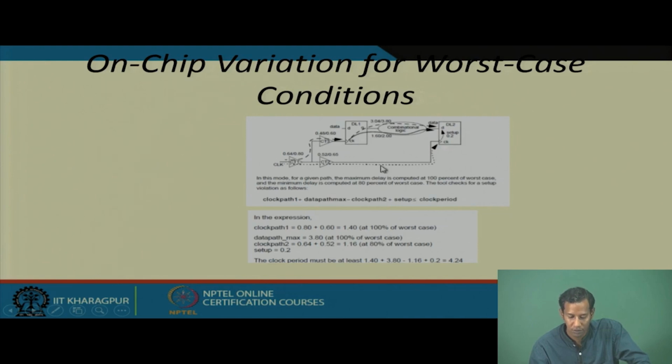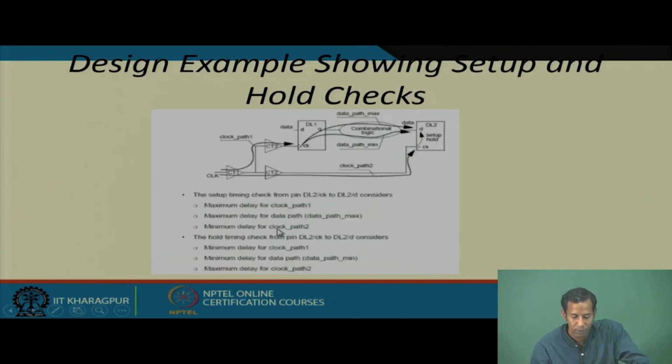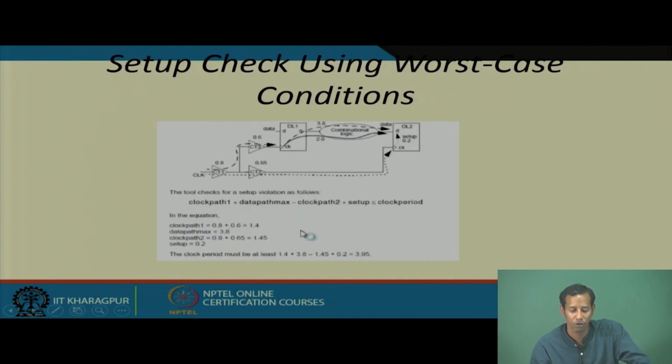that is 100% of the worst case, and in worst case the data path delay is 3.8. So, here it is 3.8. For the clock path it is 0.8 plus 0.65, which is 1.16. Okay, sorry, not actually for this we are considering the minimum. Sorry, minimum delay we have to consider. So, here we have to consider the minimum delay for the clock path 2.